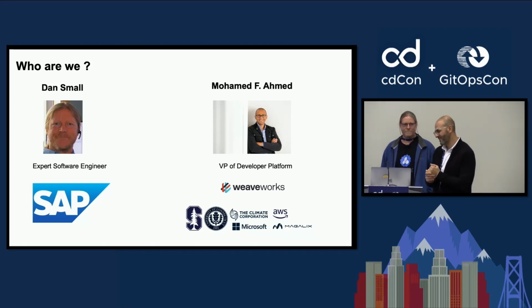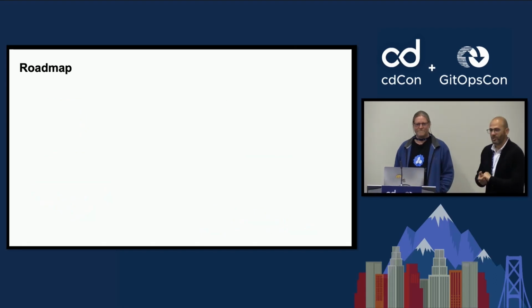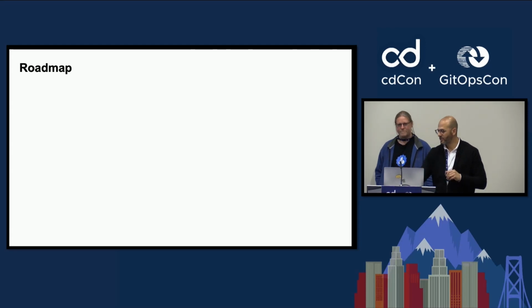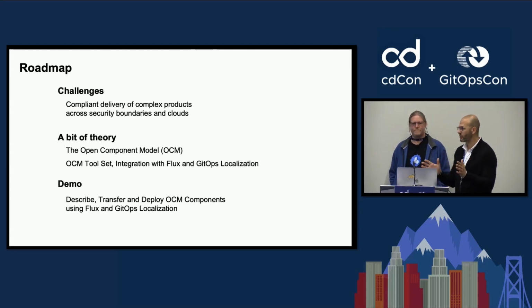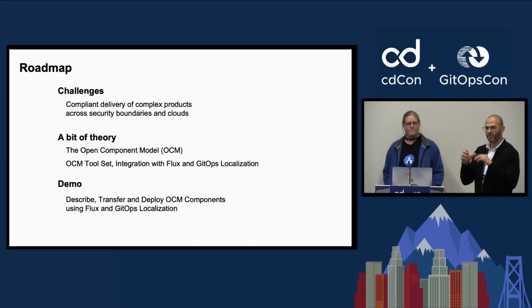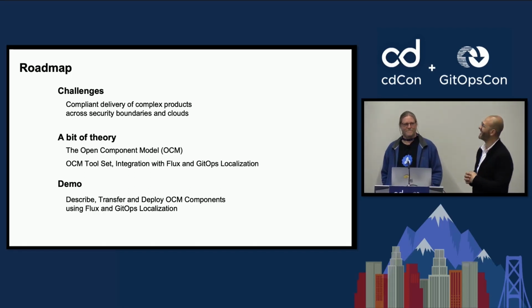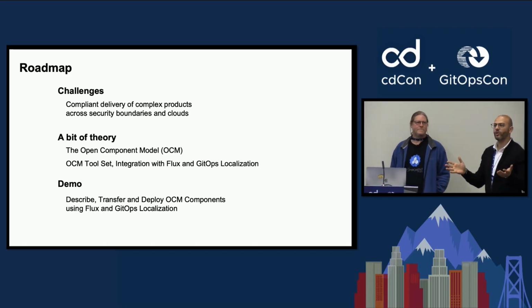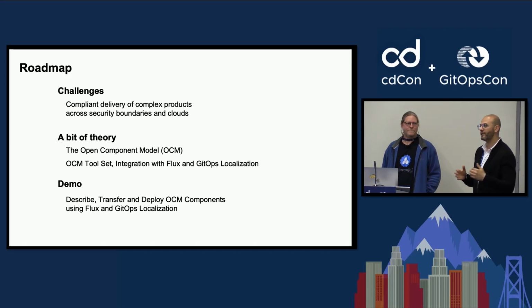Hopefully more interesting stuff. All right, so let me go quickly through the roadmap of this presentation. It consists of three main parts. We're going to make it simple, again, since it's the end of the day, and you guys are probably working at 25% capacity until you get to the party. We're going to start with just the challenges. Why OCM? Why did it start? And why SAP and Weaveworks work together on making this happen and presenting it to the community.